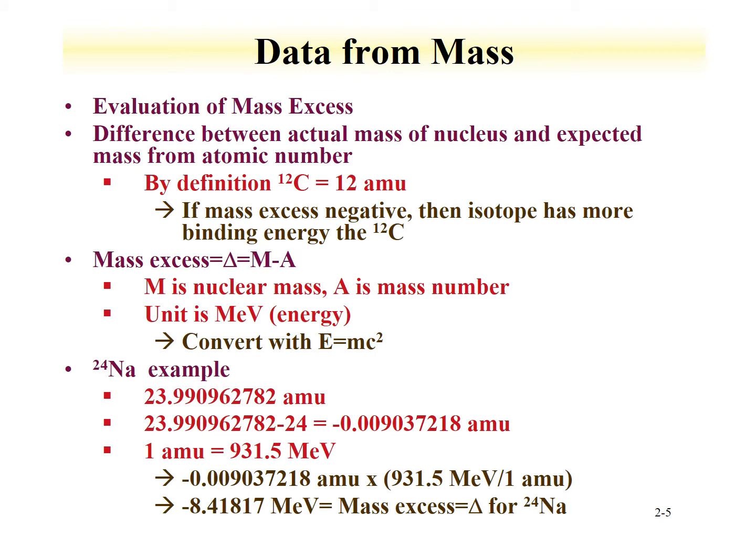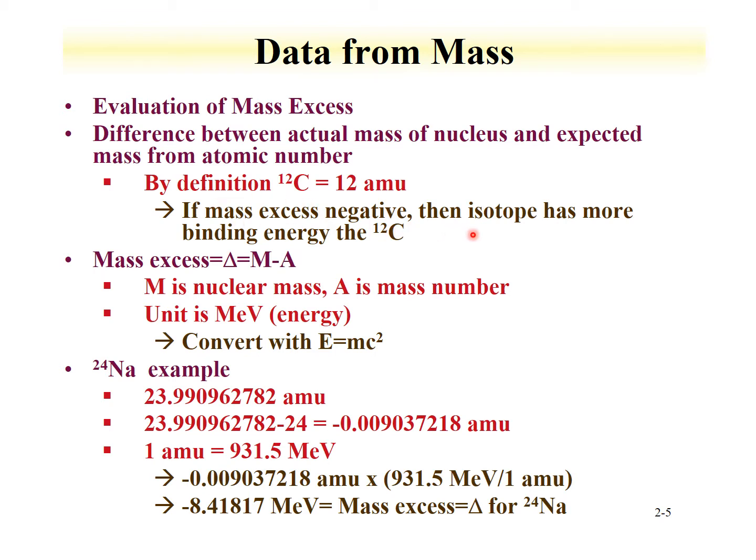From the first introduction of this lecture, we said that mass is going to be an important consideration in determining nuclear properties. So look at it this way. We can evaluate the mass of a given isotope. And what's the difference between the actual mass of the nucleus and the expected mass from the atomic number? So, for instance, if we define carbon-12 as 12 AMU, that's the definition, we can talk about something called a mass excess. If the mass excess is negative, then the isotope has more binding energy than carbon-12.